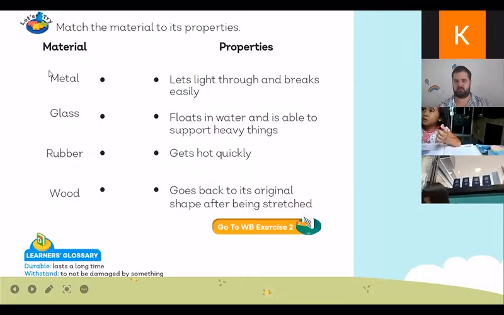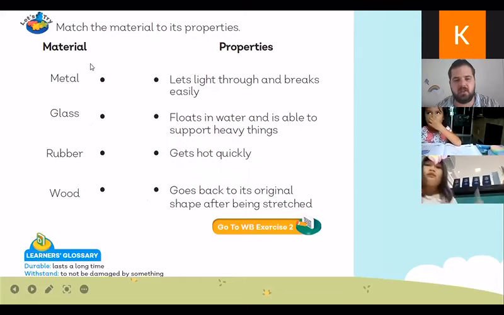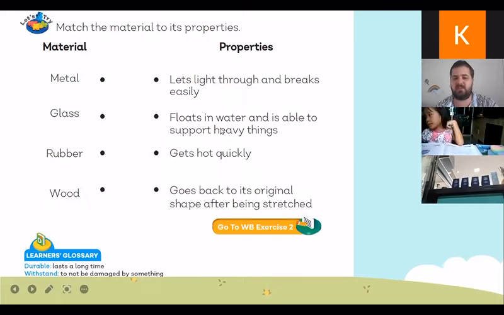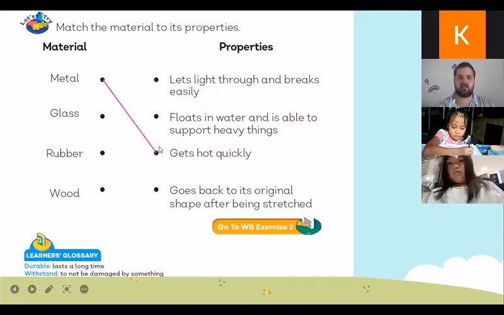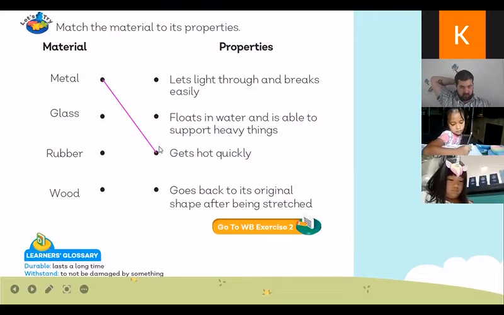Okay, metal. So metal... Let's have a look. Metal lets light through and breaks easily? No. Metal is strong, doesn't break. Metal floats in water? No. Metal doesn't float. Metal gets hot quickly? Yes. So we're going to draw a line from metal to gets hot quickly. So let's draw a line. Metal to gets hot quickly.